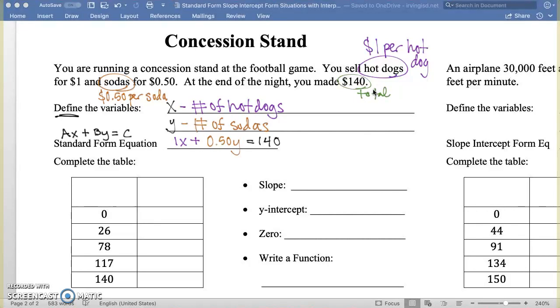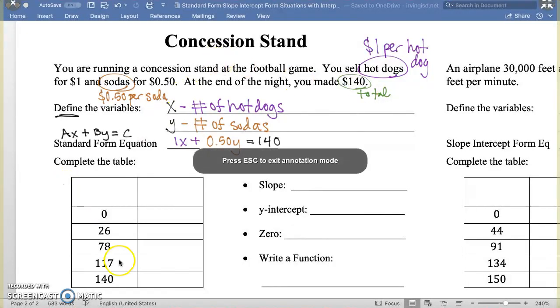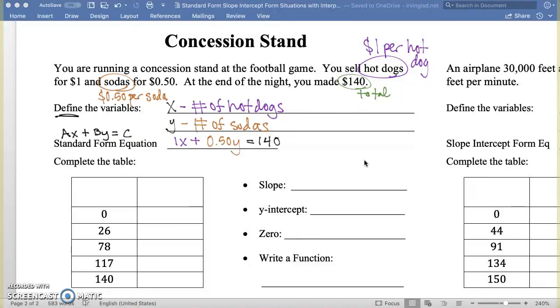Now we can take that equation and begin to find the slope, find the y-intercept, find the zero, and then write the function based on the table that we're going to complete here. We want to complete this table from this equation. I know in my table that this is x and this is y, but since we know what x and y represent, we want to write that down. We just don't want to leave x and y in the table. So this is number of hot dogs, and the y represents the number of sodas.